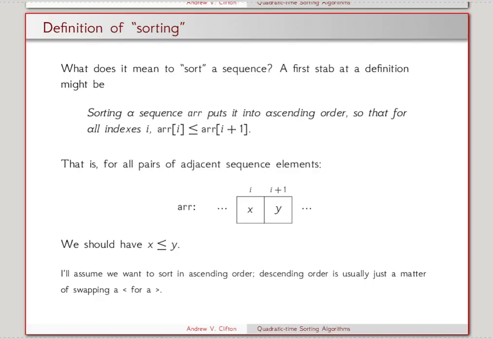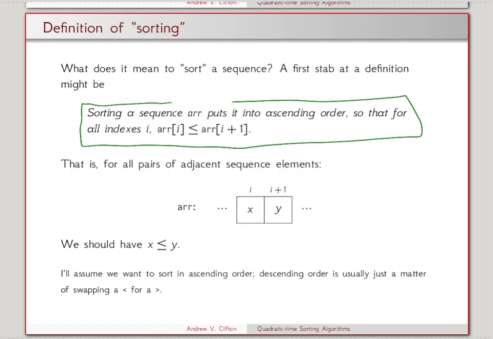But first, we should define what sorting is, so that we know what we're trying to accomplish. A first attempt: sorting a sequence means we want to put it into ascending order, so that each element of the array is less than or equal to the next one. If you wanted descending order, you'd just flip the comparison. I'm going to do everything in terms of ascending; for descending, you just flip a less than for a greater than.